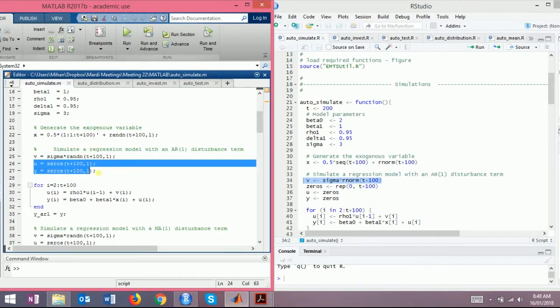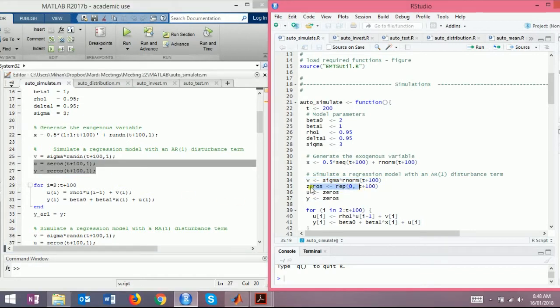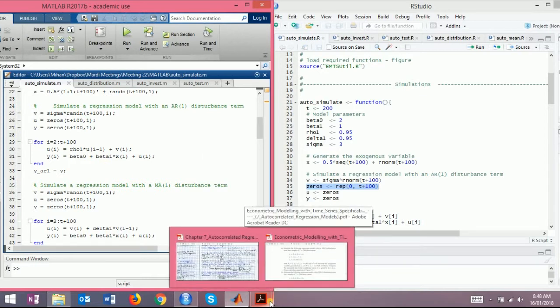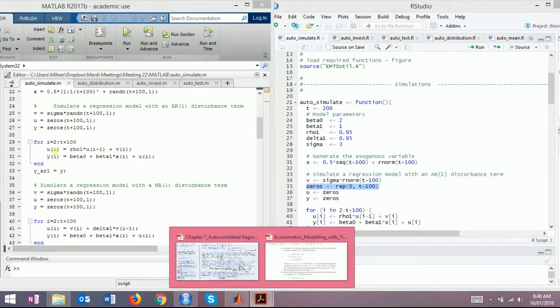So u and y we are putting in loops. To store the data, we are creating u and y zeros. We're going to do a very shortcut here: replicate 0 t plus 100 times. So we're just putting zeros in y and u. For i equal to 2, remember all the summation signs we have discussed start from 2, because when s equals 1, t equals s plus 1, that starts from 2. So i equals 2 to t plus 100.